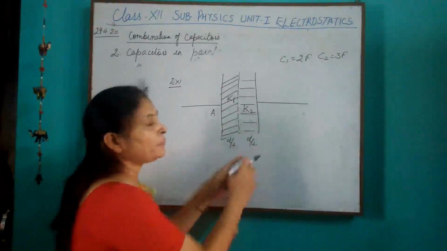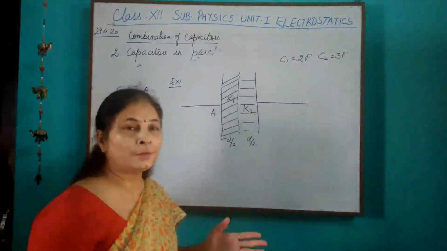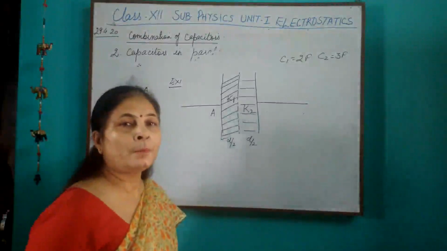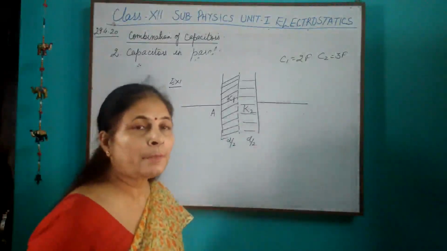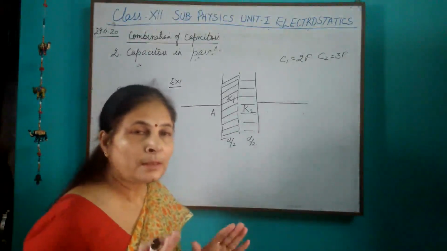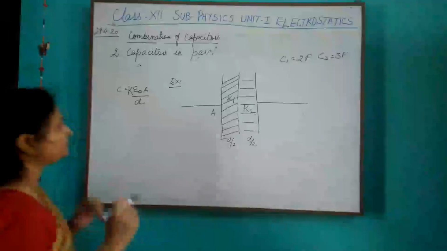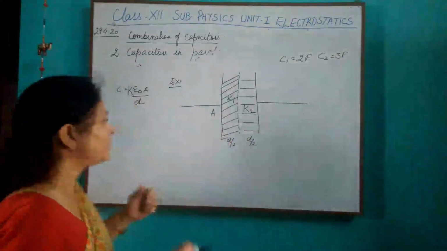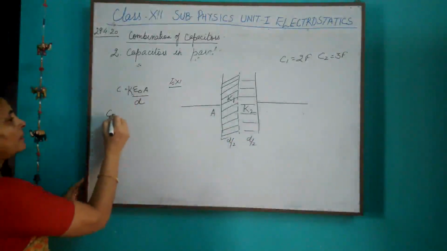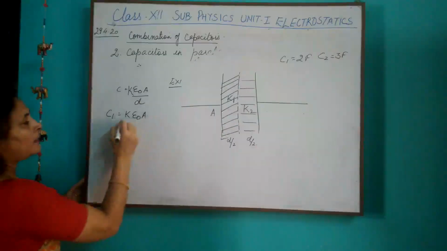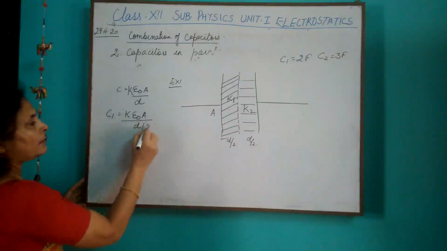These distances can be different also. You can have three also, separated into three partitions. Then it will be a combination of three capacitors in series. So how are you going to do it? First, you will find out the capacitance of each capacitor separately. So C1 will be equal to K1 epsilon naught A upon D by 2.